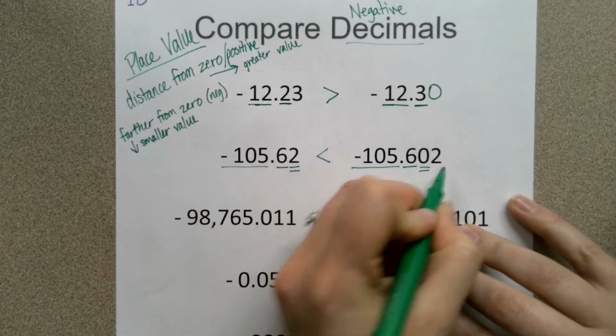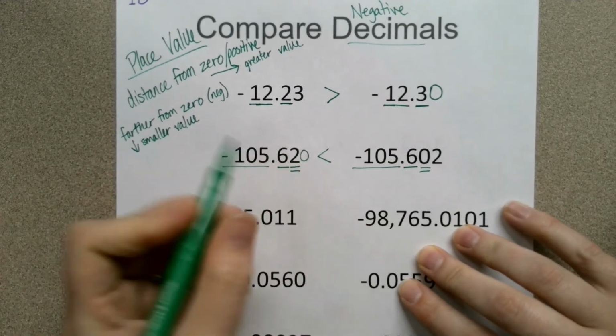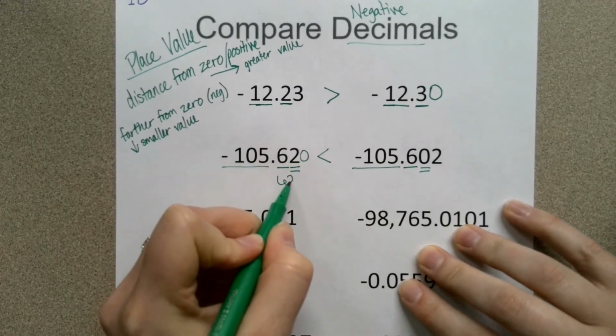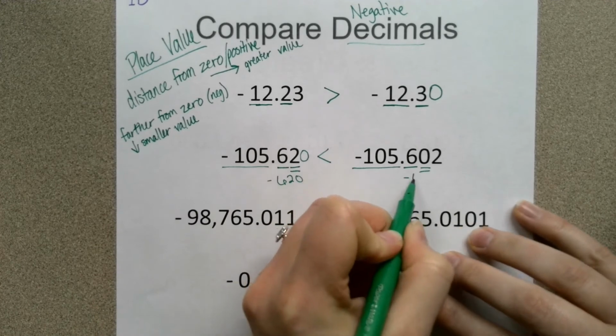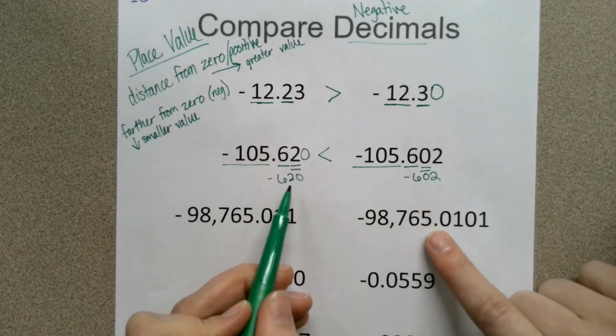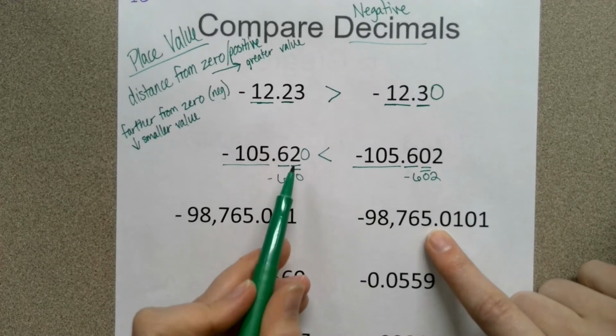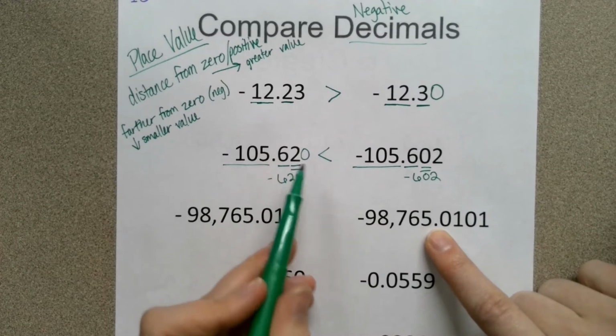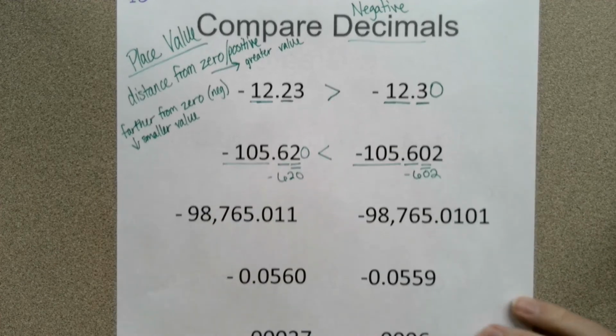We can also add a digit to compare. And it's like negative 620 and negative 602. Negative 620 is farther from 0, so it has a smaller value, meaning it is less than our other number.